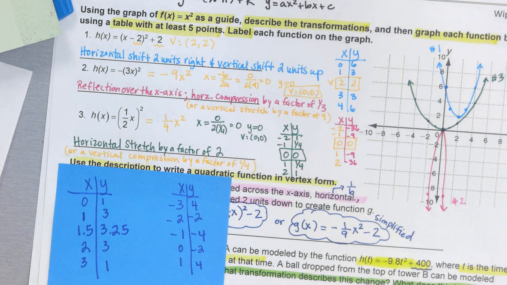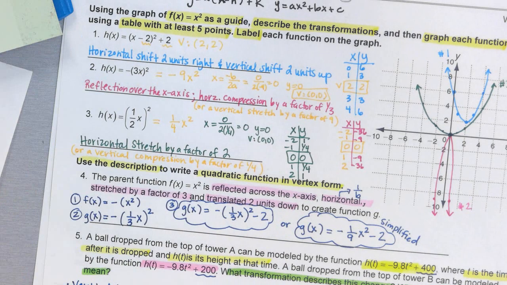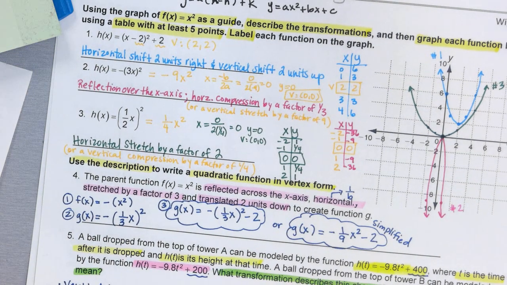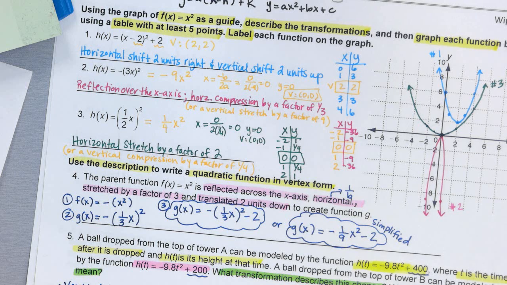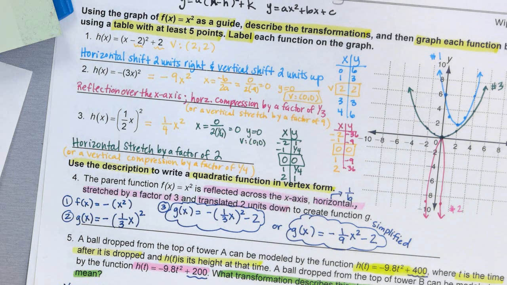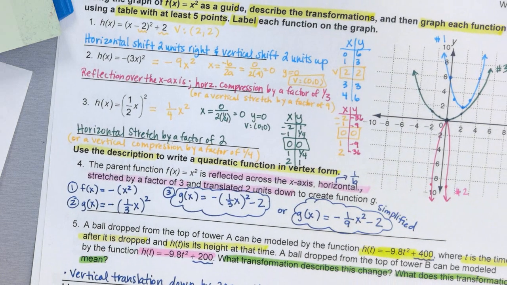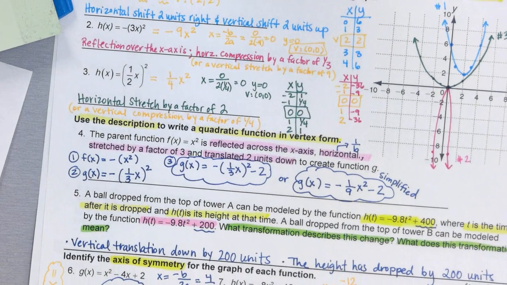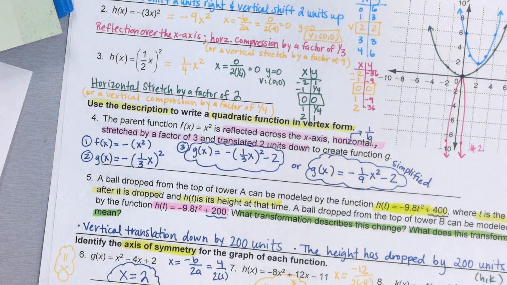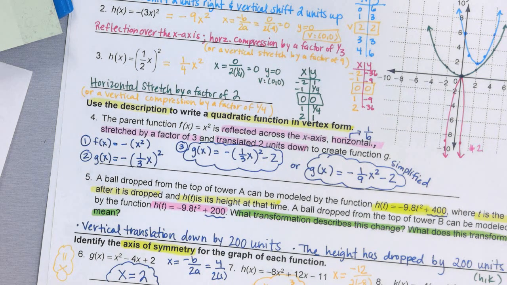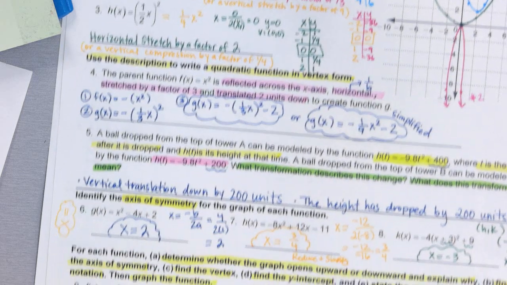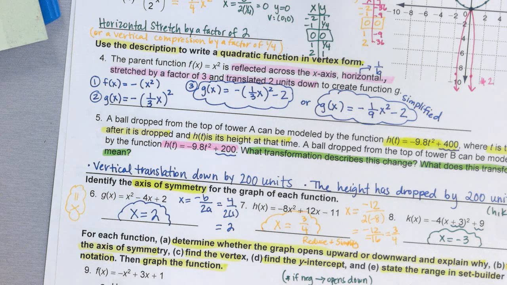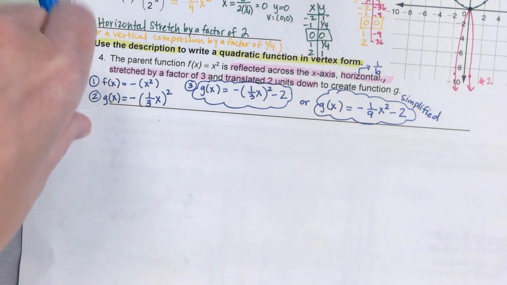All right, then let's talk about vertex form here. Okay, so it says use the description to write a quadratic function in your vertex form. That just means that you don't have to simplify it. Okay, so for number 4, there are 2 possible ways that you could write this. The way that you perform the transformations matters. So you do have to do those in order. Sorry, I know that's overwhelming.